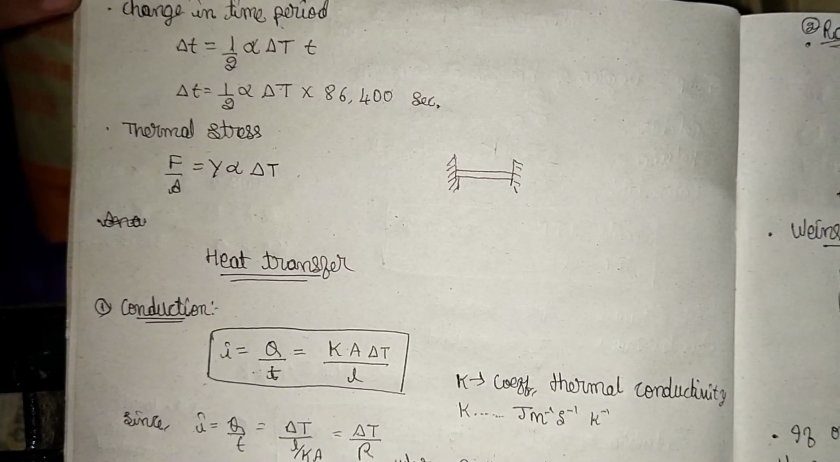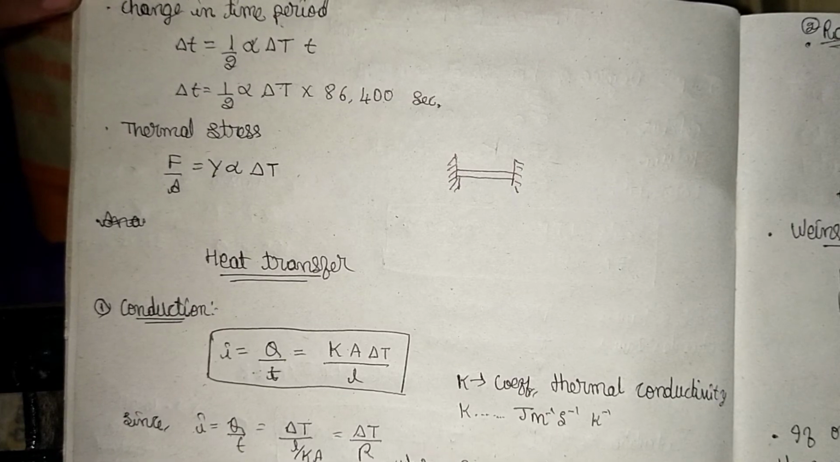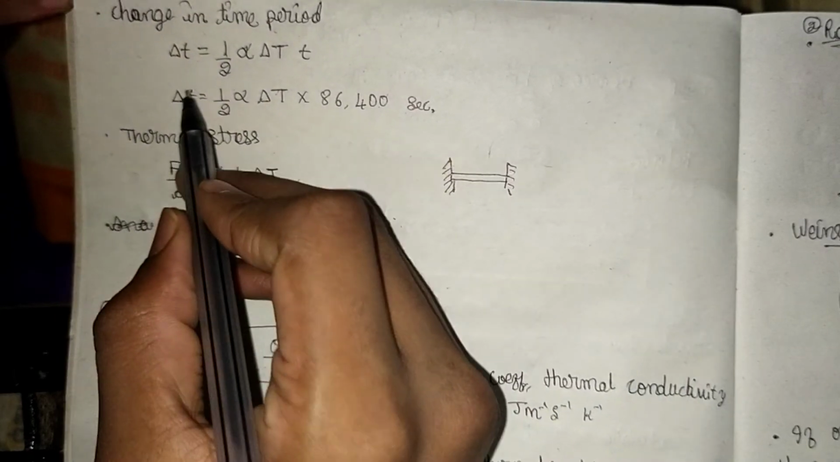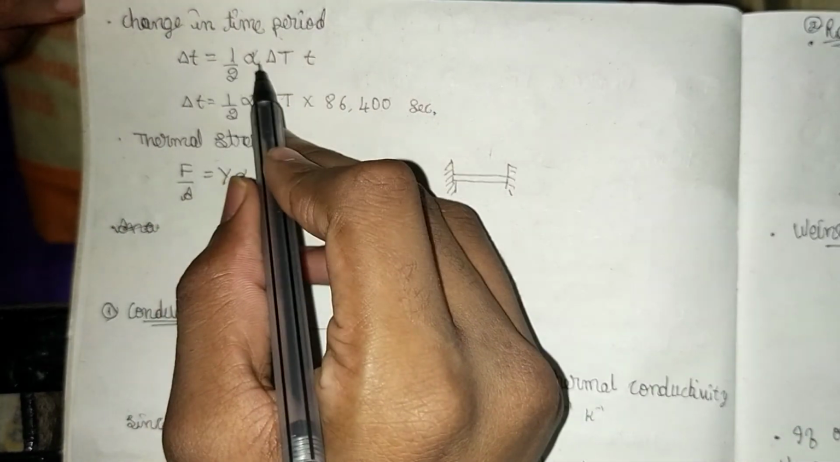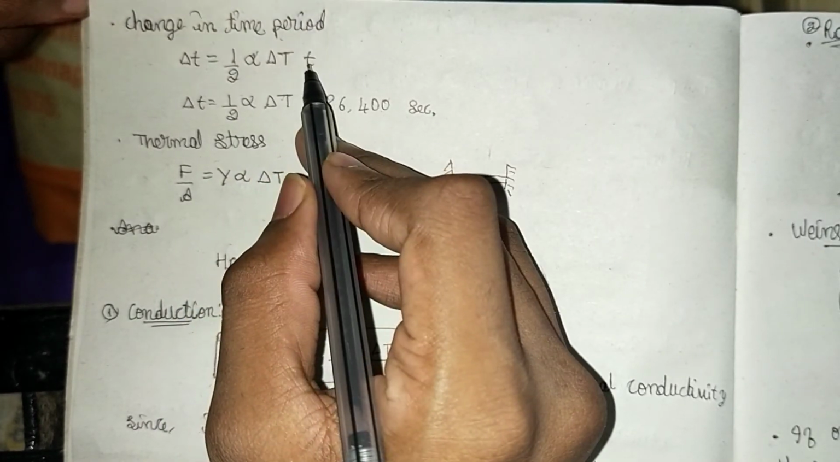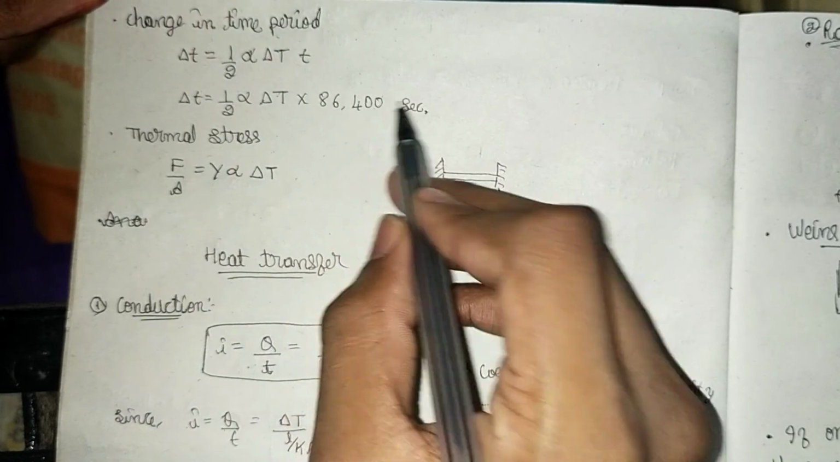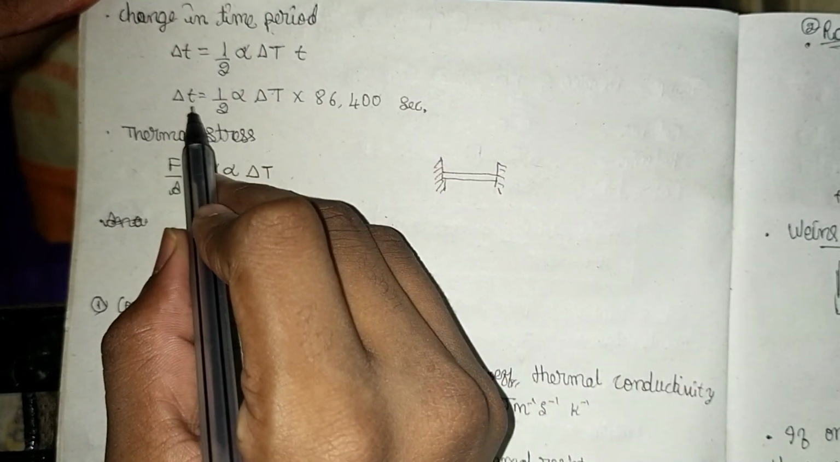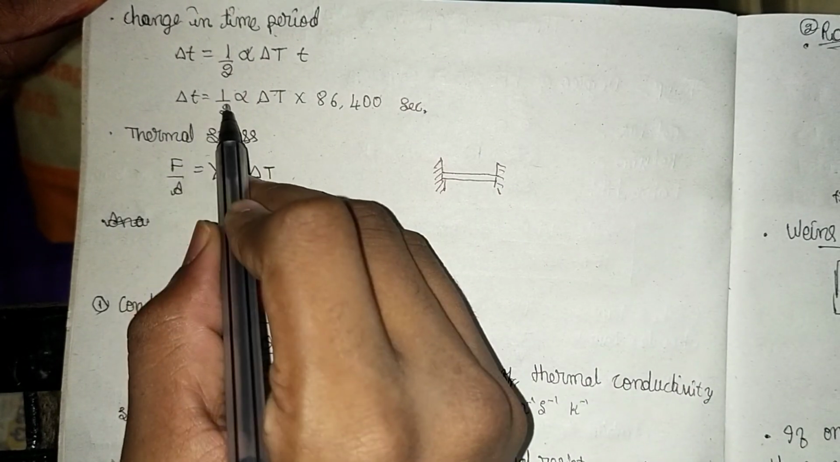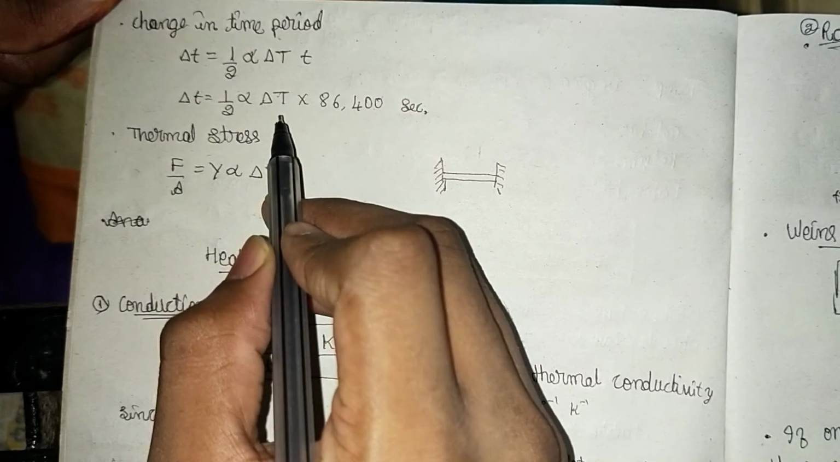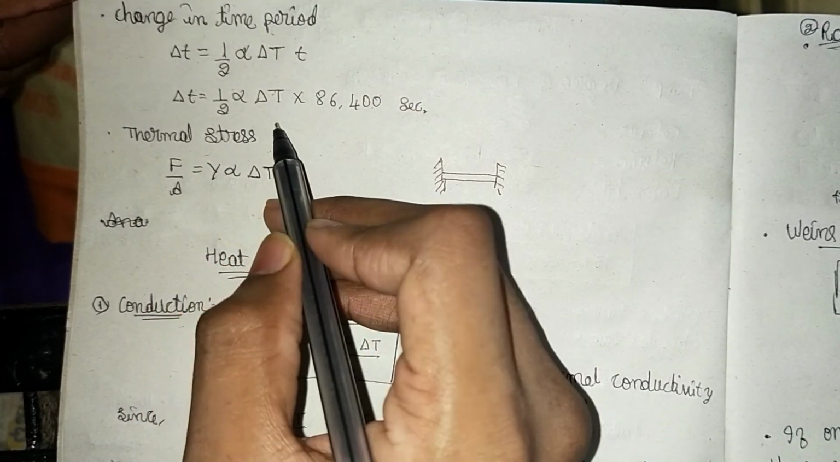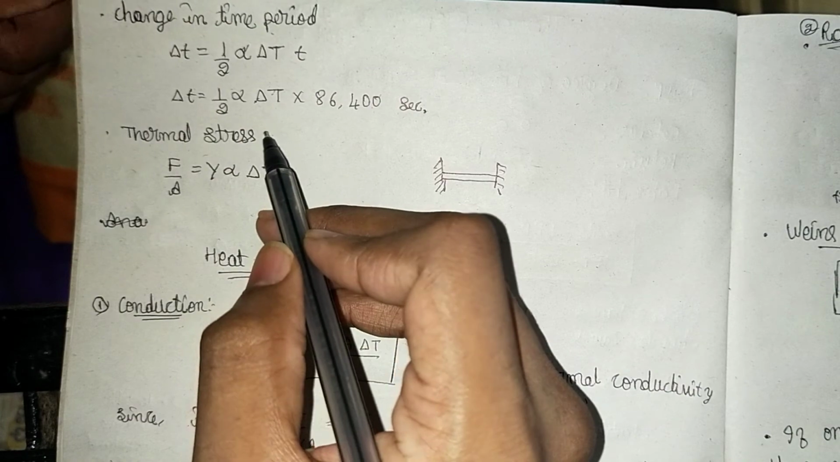Change in time period of the simple pendulum is another application of thermal expansion, where the change in time is given by alpha delta t into t, where t is the time in seconds of 24 hours, which is 86,400 seconds. The overall formula is delta t, that is the change in time period, equal to alpha delta t. It may increase or it may decrease according to the given temperature in the question.